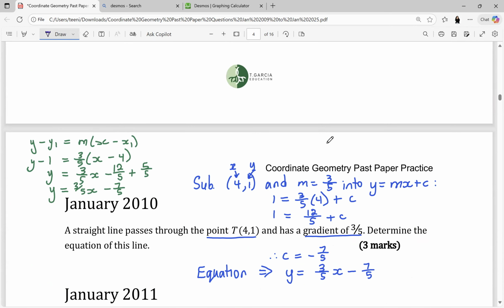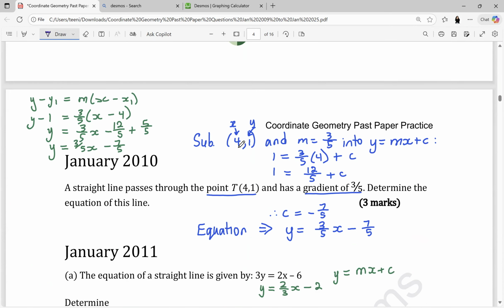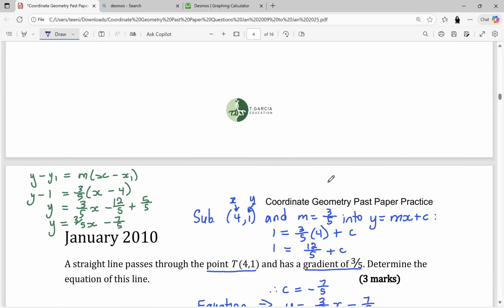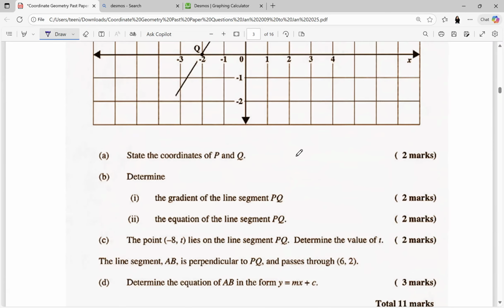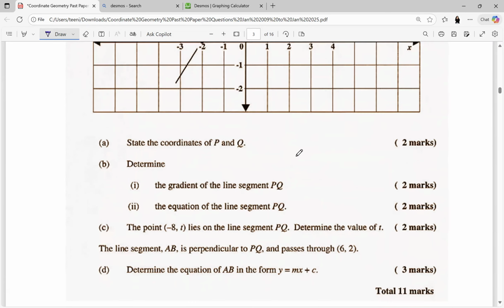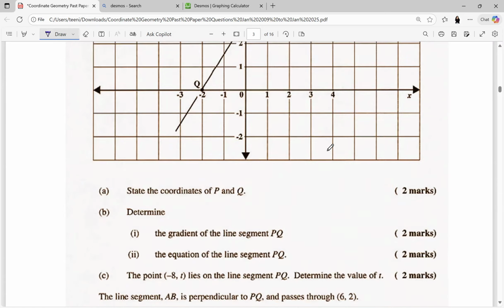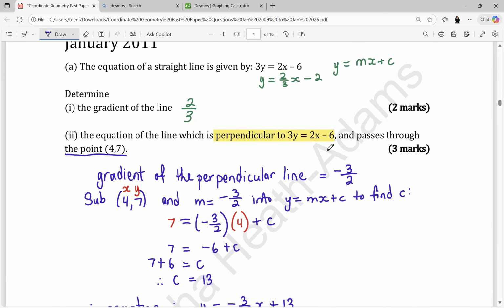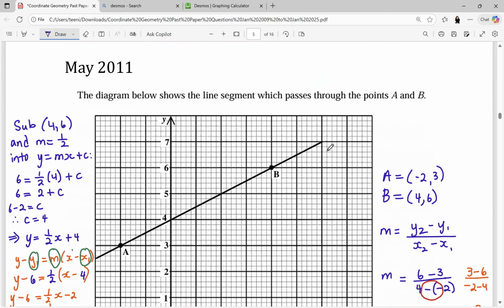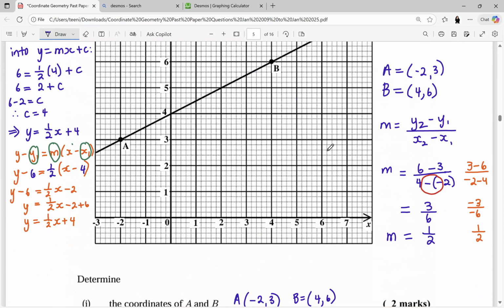You need to be able to determine the equation of a line given a point and the gradients. You need to be able to use the fact that the gradients of perpendicular lines are negative reciprocals of each other to determine the equation of a line. All right. So you need to be able to correctly identify points on a line. It's the same thing, guys. It's always the same thing that is being tested.